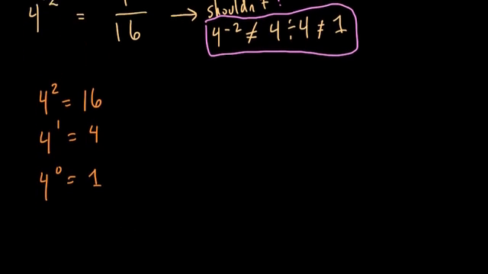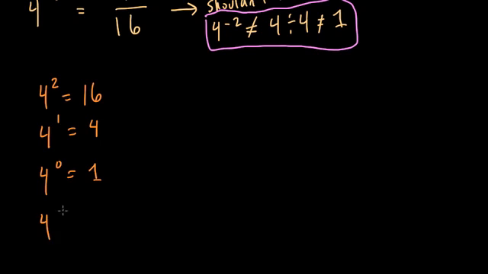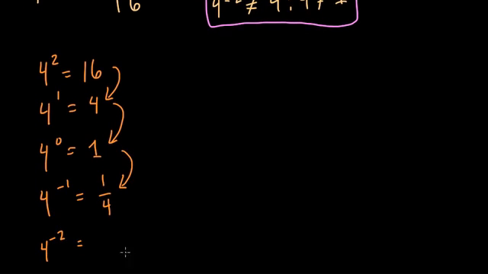So if we keep following that pattern, 4 to the negative 1 should be 1/4, because every time we move down the pattern, we're dividing by 4 again and again. So with 4 to the negative 2, we should get 1/16, right? We're dividing a fourth by 4. That's a nice useful pattern, and that's one way to look at it.